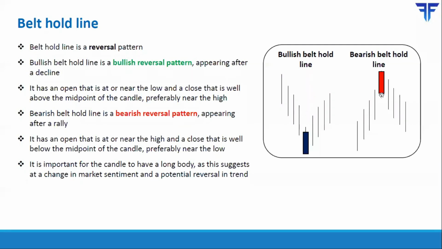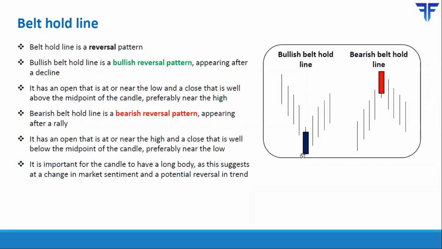So it indicates a scenario wherein up till this point, buyers were in control because the price was marching higher. But on this particular point, sellers were in total domination. Looking at the size of the candlestick pattern, it indicates a scenario wherein the power has shifted from buyers to sellers. Now, how do you trade bullish and bearish belt hold line?